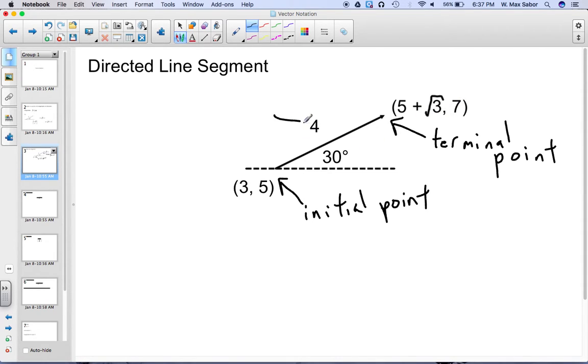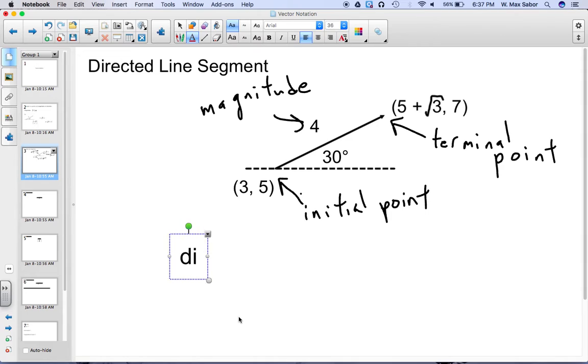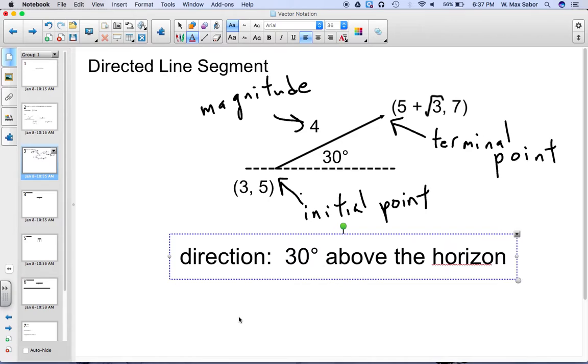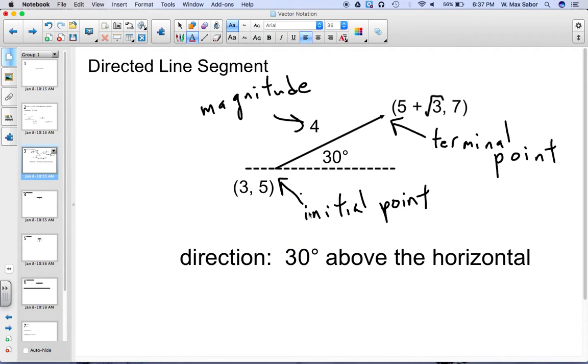We can say that 4 is the magnitude, and the direction we would say is 30 degrees above the horizontal. So it's worth pointing out that a vector itself doesn't have endpoints. If I moved this to a different place on a coordinate plane, as long as it still had the same magnitude and direction, we'd consider it the same vector.